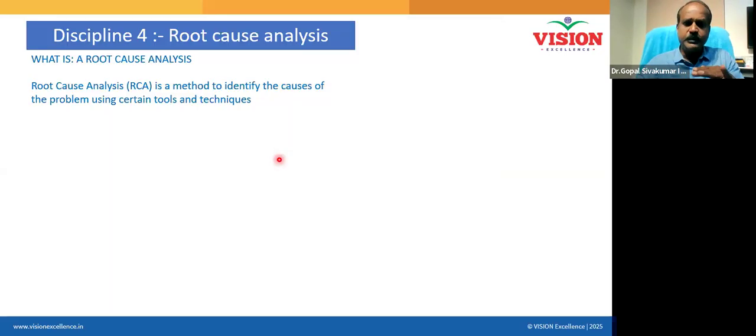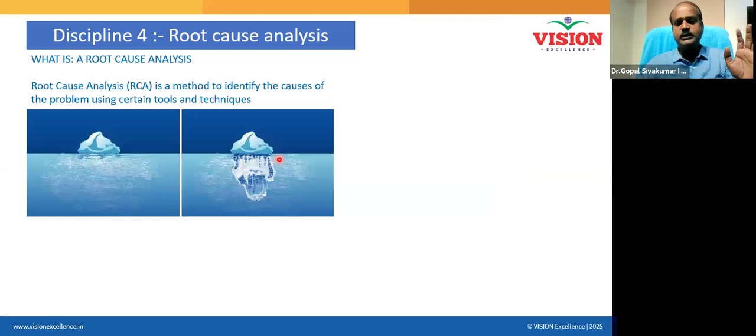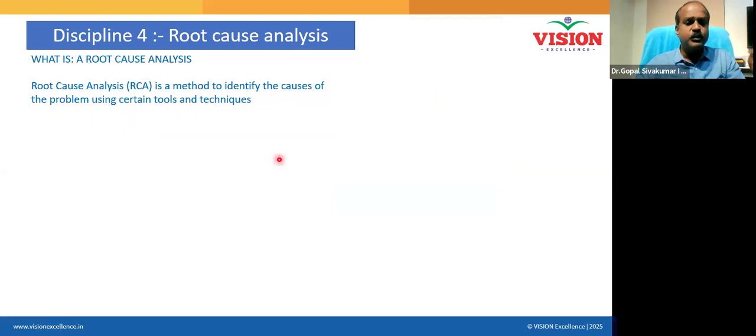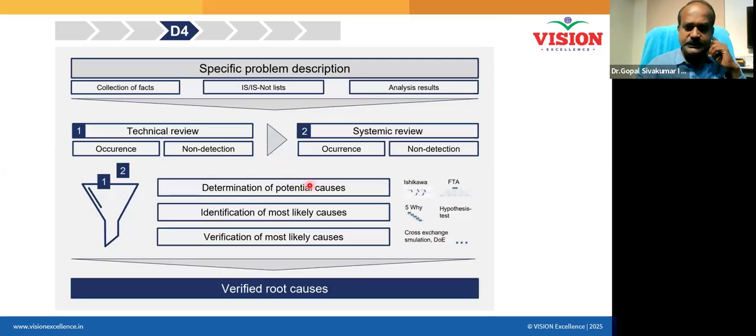And then we proceed with separating the most potential causes. Once a fishbone diagram is ready, we handpick certain factors and call them the most likely causes. How to handpick? I'll tell you.